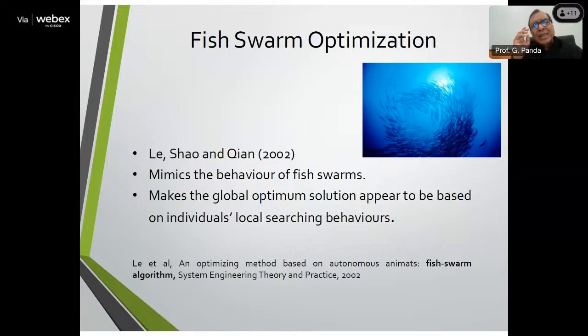Similarly, fish swarm optimization, based on the behavior of fish. Suppose some food is there, how they move to different places in the pond or river, and how they come to the food source is very, very interesting. Based on that, the fish swarm optimization technique has come into existence. Next.